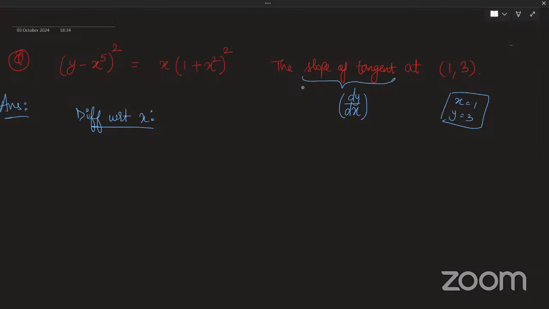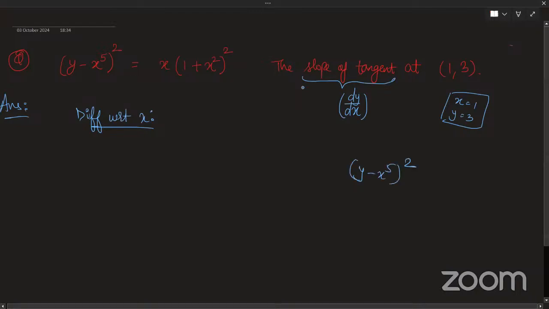So, do you want to do the left side first or the right side first? Left side. Both are equally tough. Okay, fine. So let us do the left side first. You need to differentiate this thing, (y minus x^5) whole square. Can you tell me which function has been inserted inside which function? Really easy. y minus x^5 is inserted in the x square, sir. Great, it is inserted inside x square.